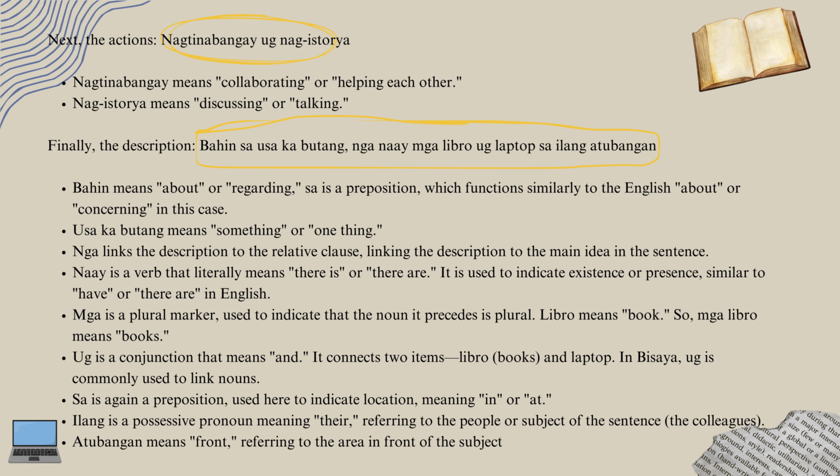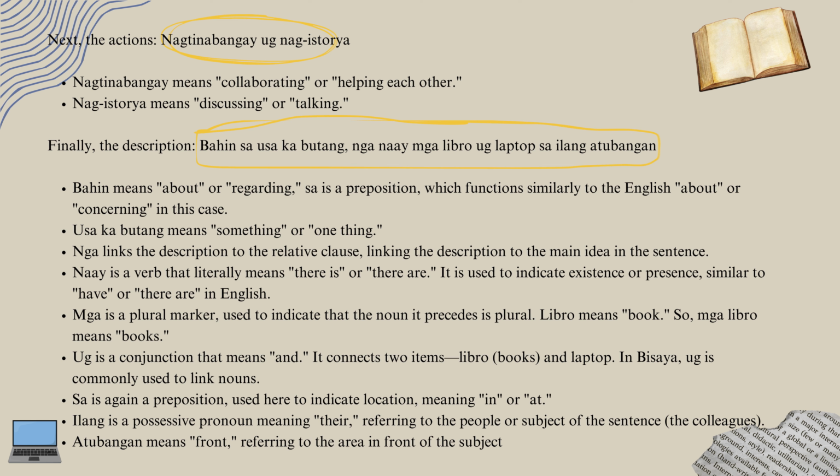Nga links the description to the relative clause, linking the description to the main idea in the sentence. Naay is a verb that literally means there is or there are. It is used to indicate existence or presence, similar to have or there are in English. Mga is a plural marker, used to indicate that the noun it precedes is plural. Libro means book. So, mga libro means books.